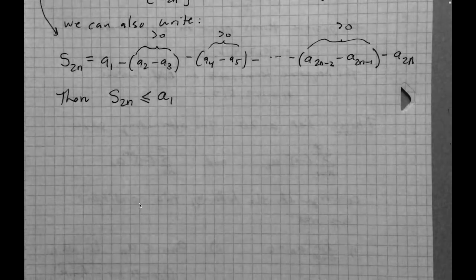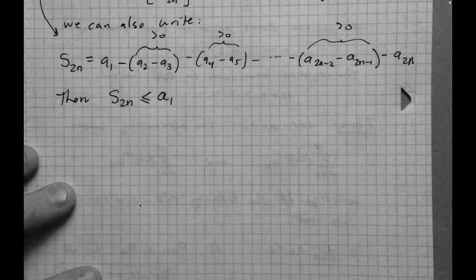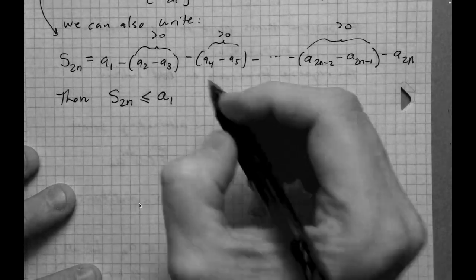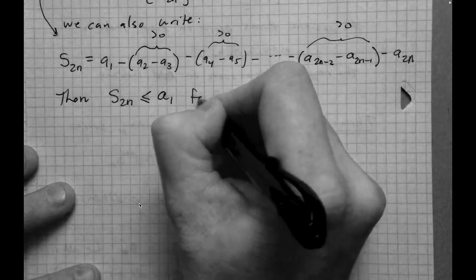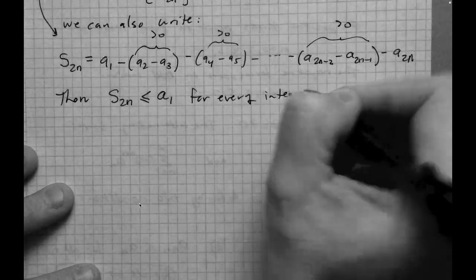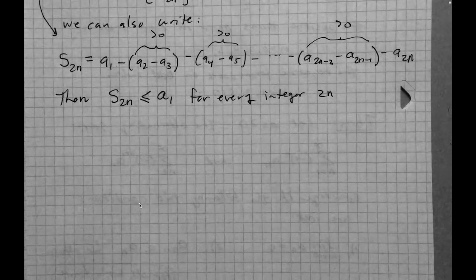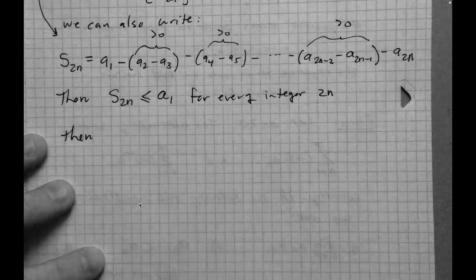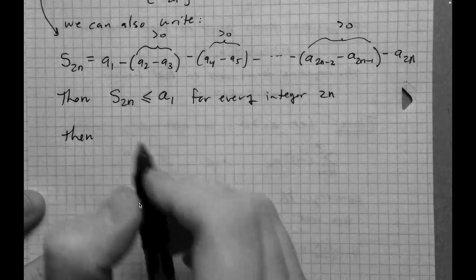Okay, so basically the partial sum S of 2n is less than or equal to the first term of the series, and this is going to be true for all n. So this is true for every integer n, right? So not just large integers, but also small integers as well. And so what does that mean? Well, that's going to imply that the sequence of partial sums is bounded.